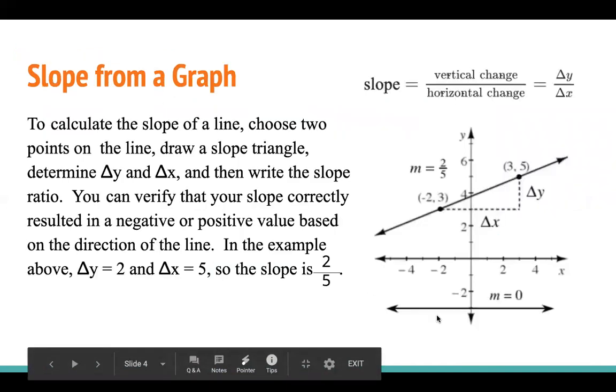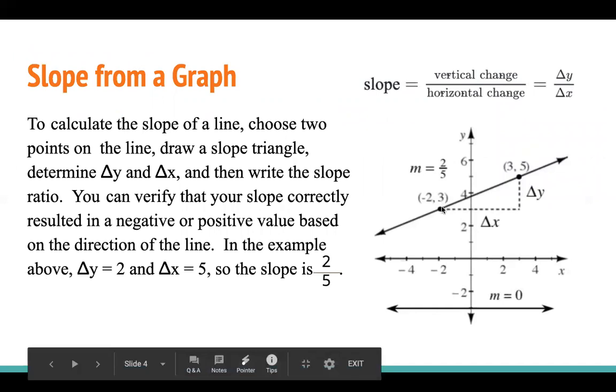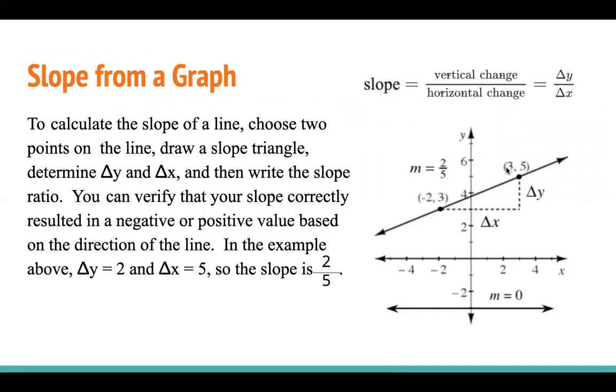From a graph, to calculate the slope of a line, you have to choose 2 points. And when you're choosing your points on this graph, there's not a grid, but you really want to make sure that they are integer points to help you count the slope or calculate the slope. So after you choose your 2 points, you draw your slope triangle, and you have the vertical change, delta y, and the horizontal change, delta x, and then you write the slope ratio.